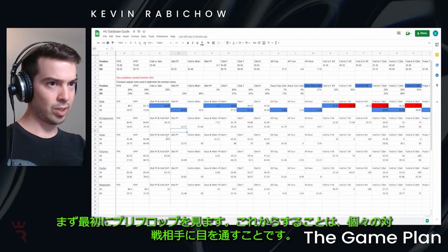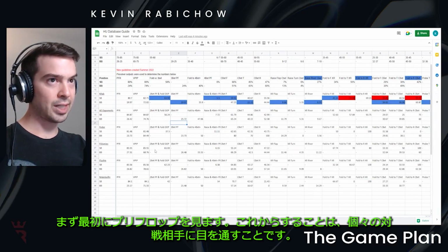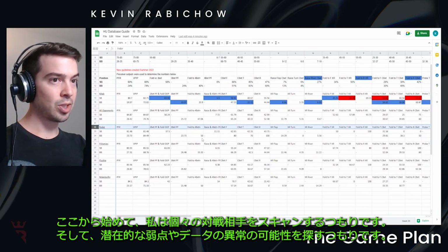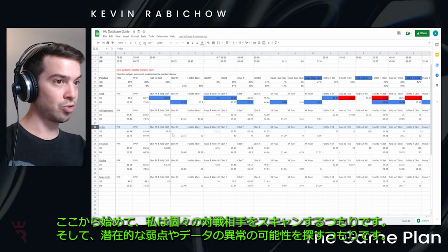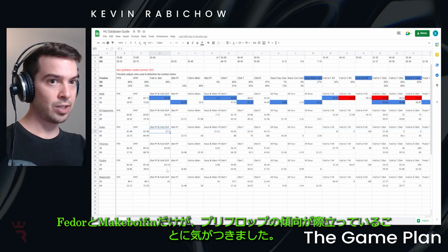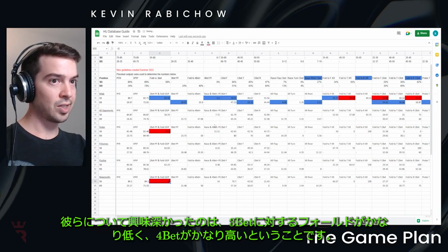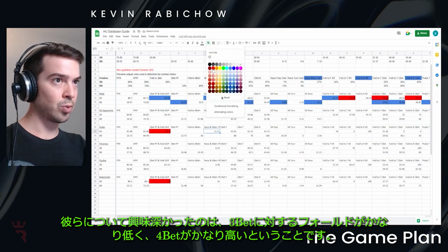So first thing, looking at preflop, what I'm going to do is scan through my individual opponents and look for potential weaknesses or potential anomalies in the data. I noticed that Fedor and Make Boyfin were the only ones who had pre-flop tendencies that stood out to me. Again, these are very small samples, but this can very easily be checked by reviewing the actual showdowns. What was curious about them is that their fold to 3-bet was quite low and their 4-bet was quite high.